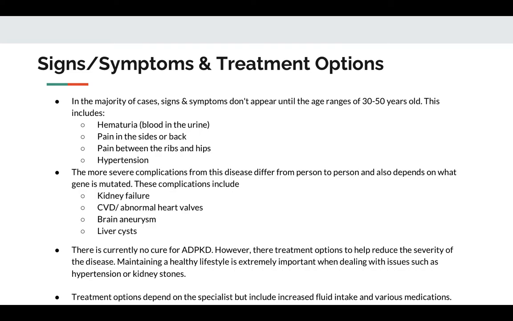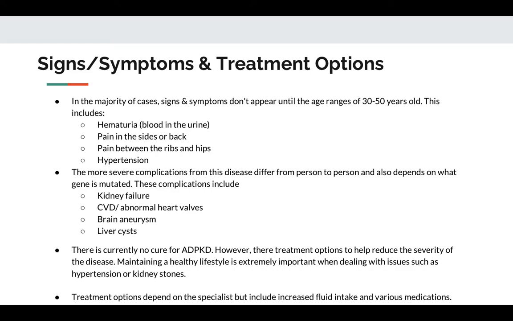With the more severe complications, this occurs later on in life, and the complications do range depending on what gene is mutated, but they could include kidney failure, cardiovascular disease, which has to do with abnormal heart valves. You could have a brain aneurysm, liver cyst, and also pancreas cyst. So, as I mentioned earlier, other organs in your body neighboring the kidney will start to see side effects.